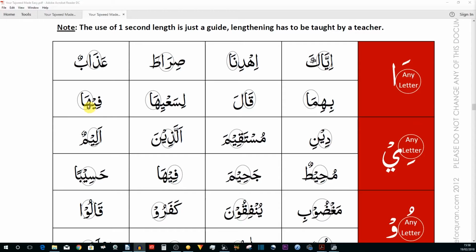Some people do say this. They go fiha. No. Or the other way, they go fiha. No. Both have to be the same 2 beats. So fiha. Okay. Alright, so we're done with fatha alif.